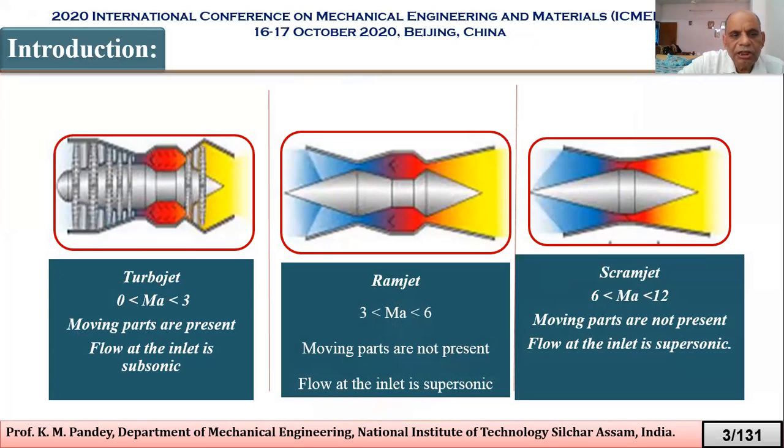First of all, there exists the turbo engine, which can operate up to Mach number 3, where moving parts are there and flow at the inlet is subsonic. In the ramjet engine, moving parts are not present and flow at the inlet is supersonic. And in the scramjet engine, moving parts are not present and flow at the inlet is supersonic.